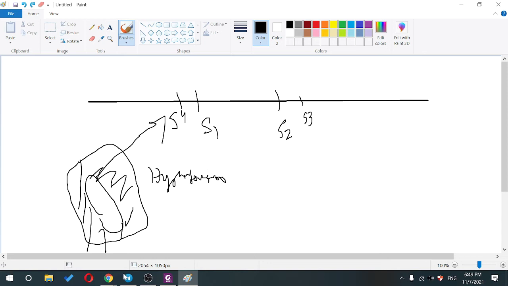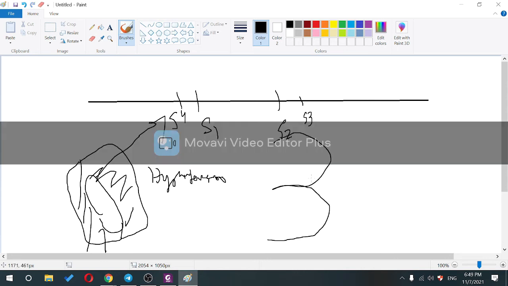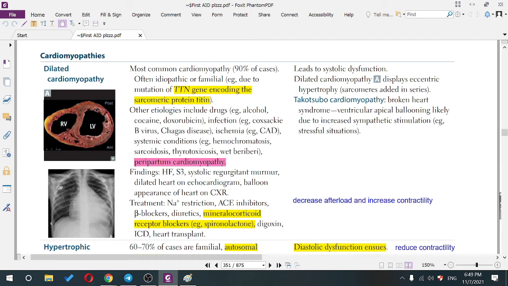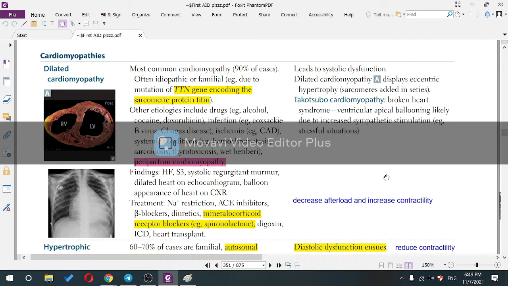Okay, guys, if you forget, just draw a three. Look at the three. It looks like a dilated heart. So it's a dilated bucket. Just use your imagination, and you can get it correct. Okay, so the next findings we have are heart failure, S3, and a systolic regurgitant murmur. Can some of you tell me examples of a systolic regurgitant murmur?